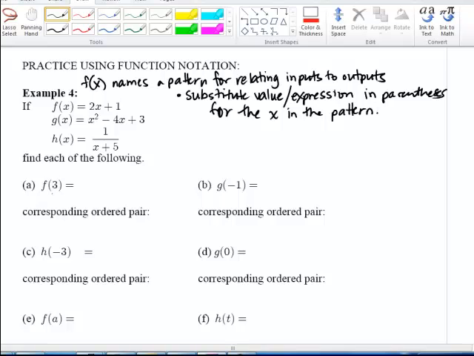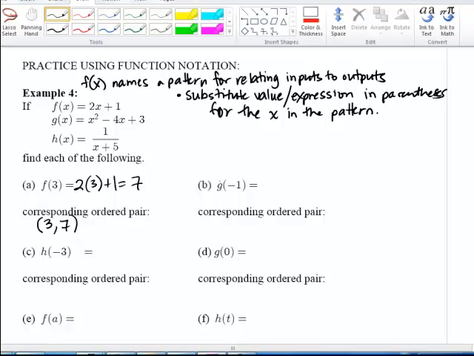So the way we would read this, we would say f of 3, and that tells us we're going to put 3 where the x is in the pattern for f. So that's going to look like 2 times 3 plus 1, which we can calculate and get 7. And then if we were to graph that, what we're saying is that when x is 3, y is 7. So for the input 3, the output is 7. Let's look at the next one.